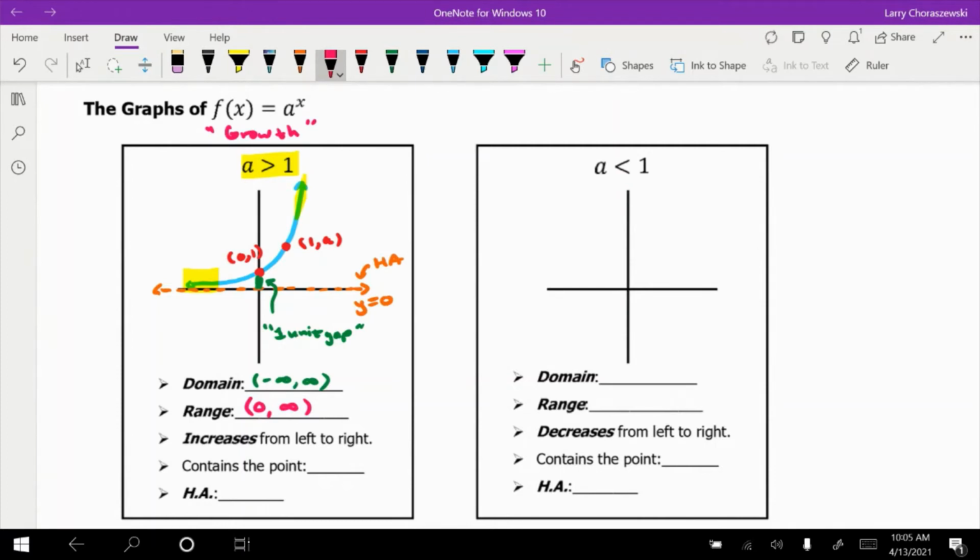And as we look at this graph from left to right, everything is increasing. And that's what it says here, increases from left to right. And for this part where it says contains the point, I'm just going to include (0, 1), although it does also contain (1, a). And then the equation for the horizontal asymptote is y equals 0, aka the x-axis.